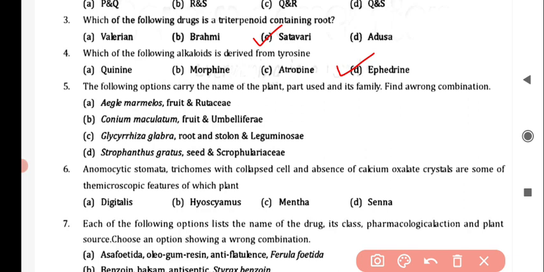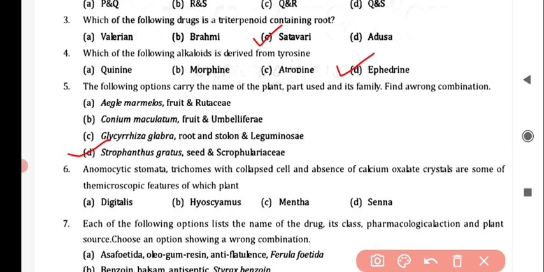Next question is, the following options carry the name of the plant, part used and its family. Find a wrong combination. So wrong combination in this is option D, that is Strophanthus gratus, seed and Scrophulariaceae. All other options are correct. So correct answer for this question is option number D.